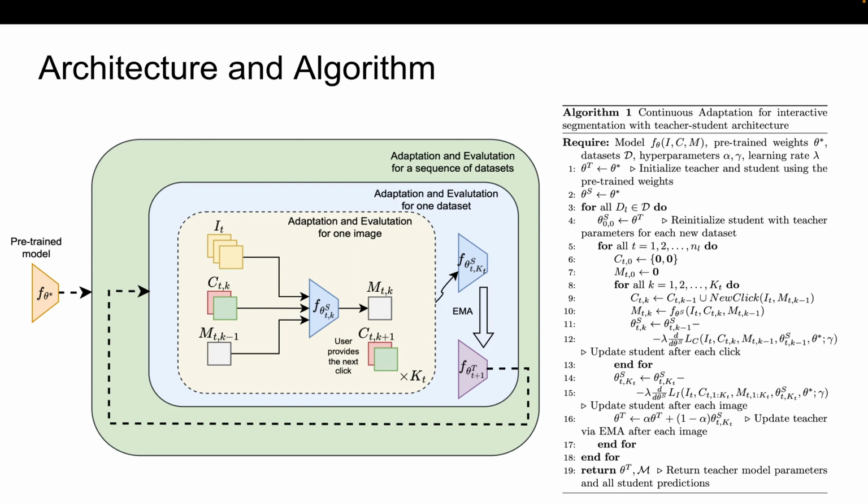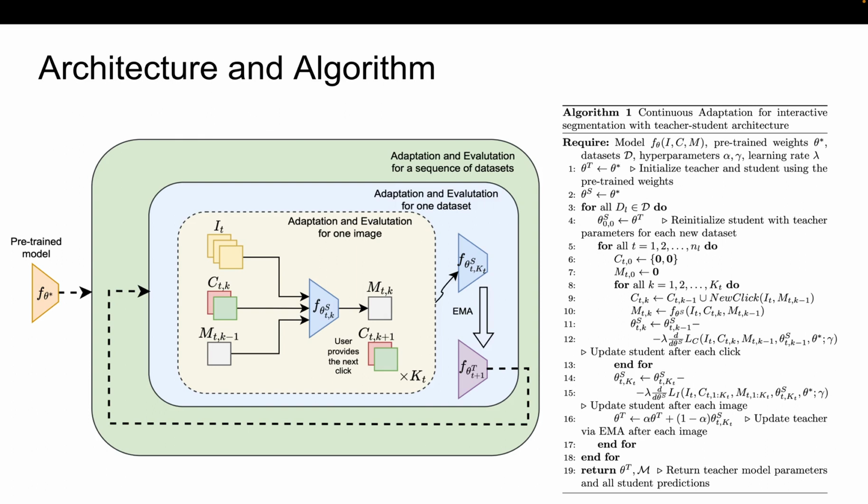Going into more detail, at the beginning of adaptation, both teacher and student models are initialized as the pre-trained interactive segmentation model. To adapt to a single image from a new domain dataset, after each click we perform a single gradient descent step to update student model parameters. The loss consists of two components: sparse cross-entropy between the current prediction and the user clicks, and a regularization term to penalize large deviations from the initial weights.